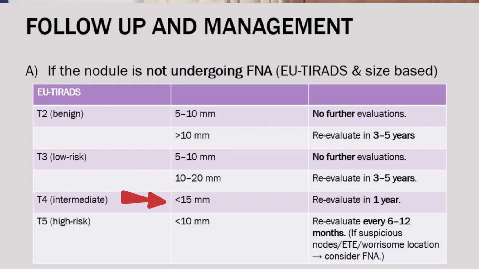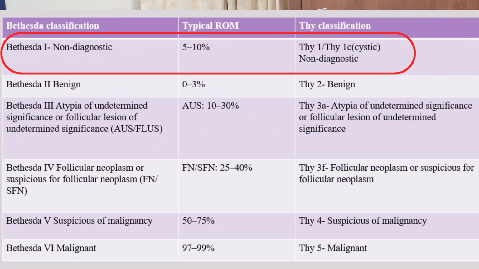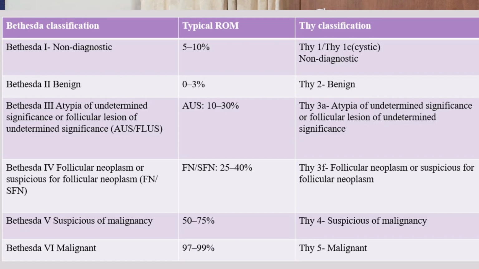T4, intermediate, less than 15 mm, re-evaluate in 1 year. T5, high risk, less than 10 mm, re-evaluate every 6 to 12 monthly. If suspicious nodules or worrisome location, consider FNAC. Now, after FNAC, these are based on Bethesda. Bethesda result 1, non-diagnostic. The typical next step will be to repeat FNAC and follow up. If still non-diagnostic, re-evaluate within 1 year or consider surgery.